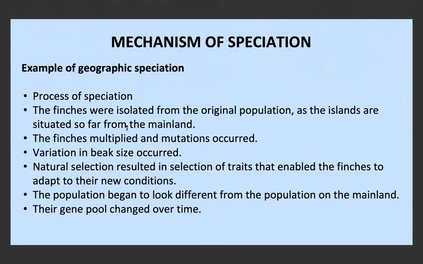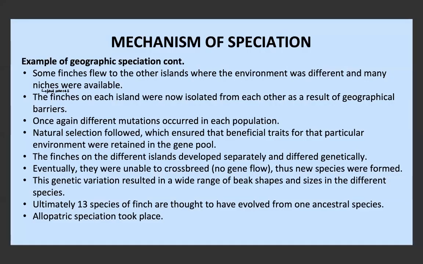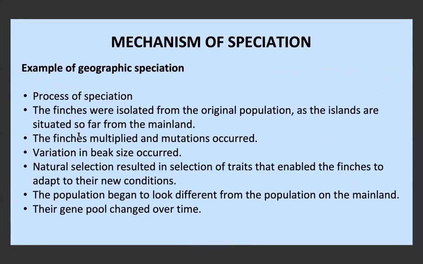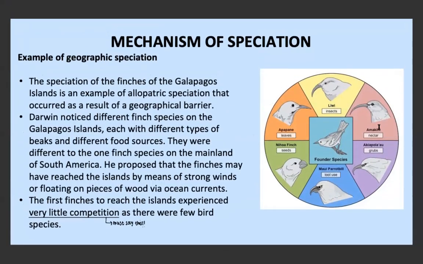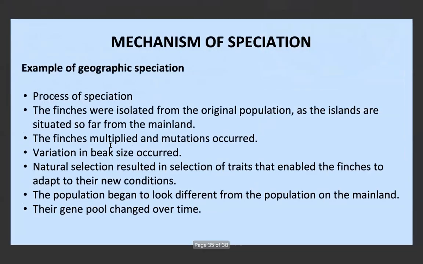They then multiplied and reproduced, and mutations occurred. One of the main mutations that occurred was beak size, the variation in beak size that we can see here. Some of these, like the Amakihi, have a very long beak, whereas this Nihoa finch has a short, broad beak. So this is one of the examples of the adaptations that occurred on the islands. Natural selection resulted in the selection of traits that enabled the finches to adapt to their new conditions. So these would be the beneficial traits, the favorable traits.